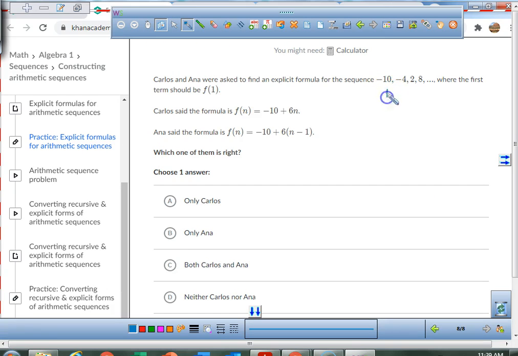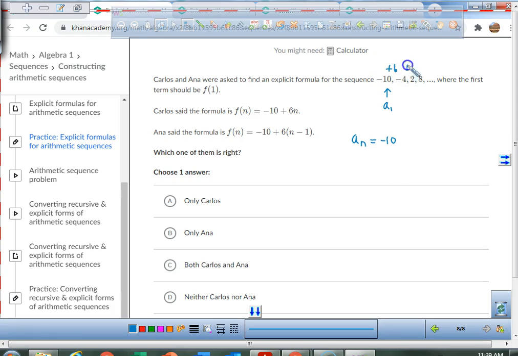All right, so there's our first term. Here we go. I'm going to make my little formula here. Our first term is negative 10. It looks like it's going up by 6. Yep, it's going up by 6. So put plus 6 parentheses n minus 1. So this is totally correct, which means Anna's right. Good job. Way to go, Anna. Carlos, you're totally wrong, but I'll show you why. Not because his name's Carlos, but he's just wrong.